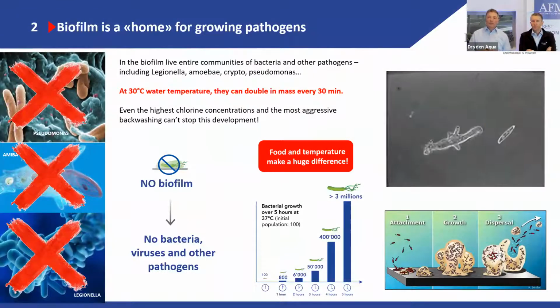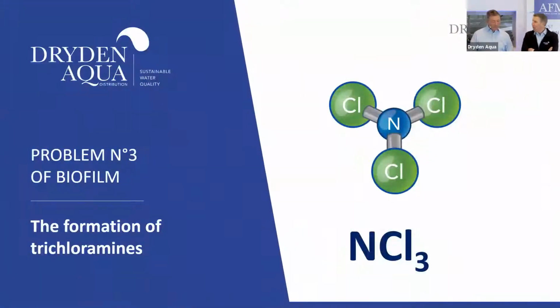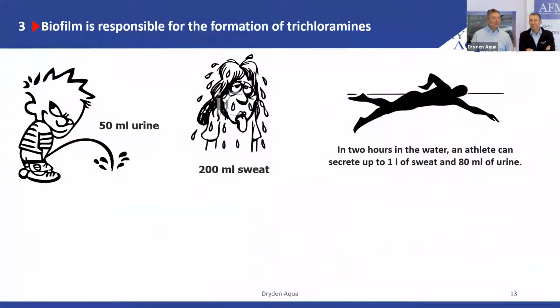In this biofilm, in general, you have a full variety of microorganisms. You have bacteria, viruses, pathogens. So if you don't have this biofilm, you don't have all these problems. Okay. So problem number 3 with biofilm is the formation of trichloramines.